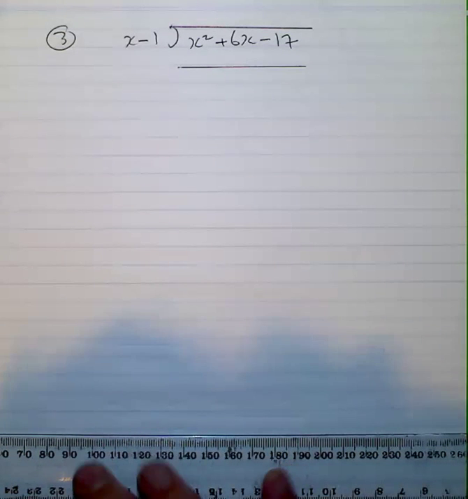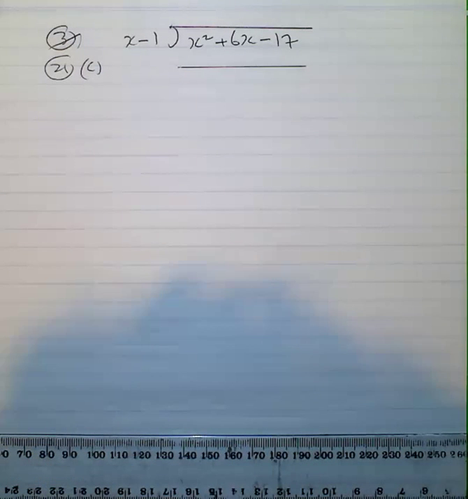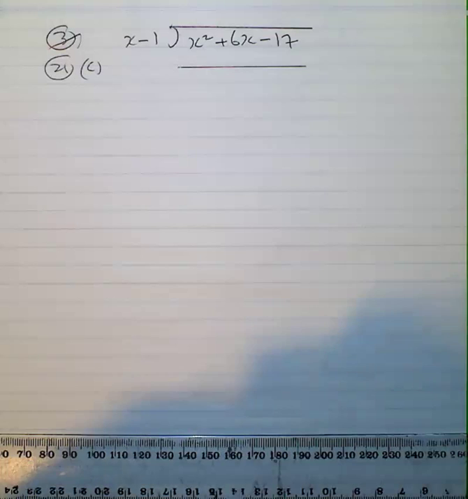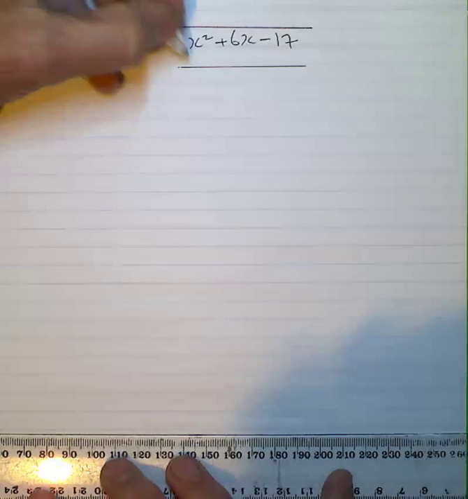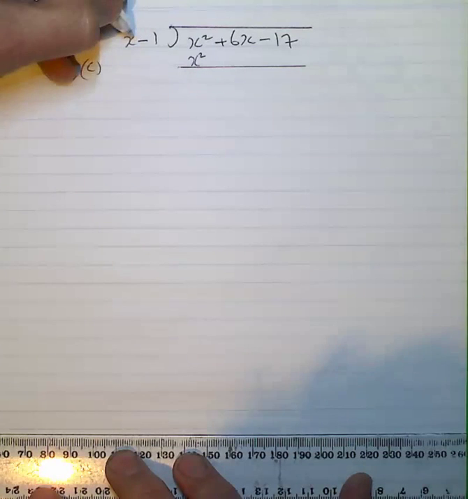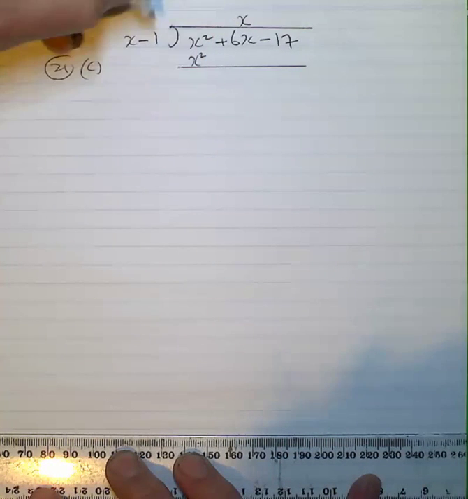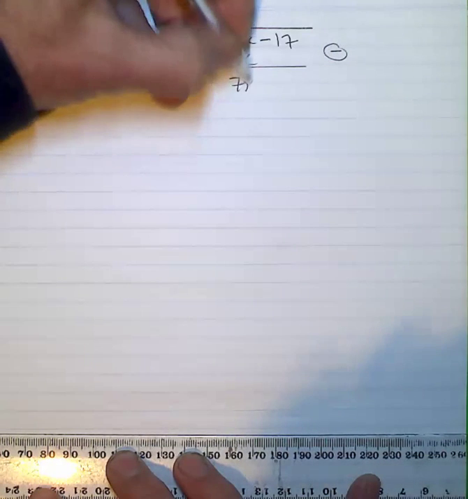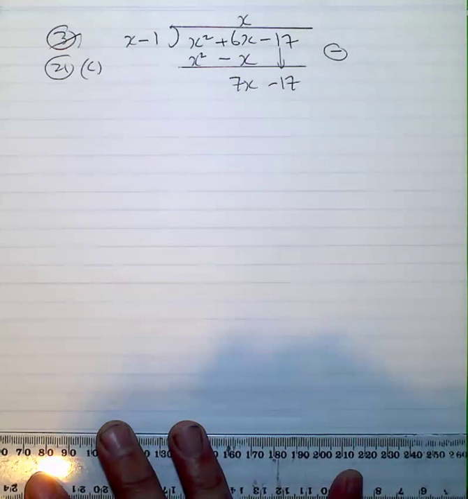I'm going to set up 21C as a long division. It will follow very similarly to the old-fashioned long divisions that you would have known and loved from earlier in your school career. So in this case, the x squared comes down by default. Now I multiply x by x to get the x squared. I then multiply the negative 1 by x, giving me negative x. Subtracting down the page, that gives me 7x, bringing down the negative 17.